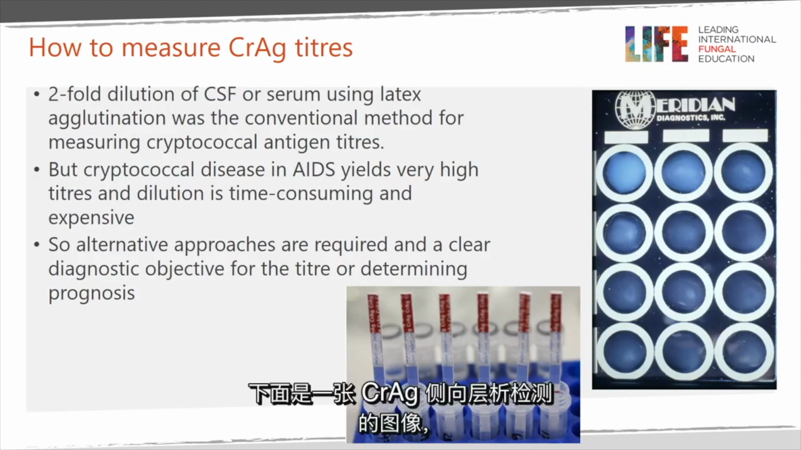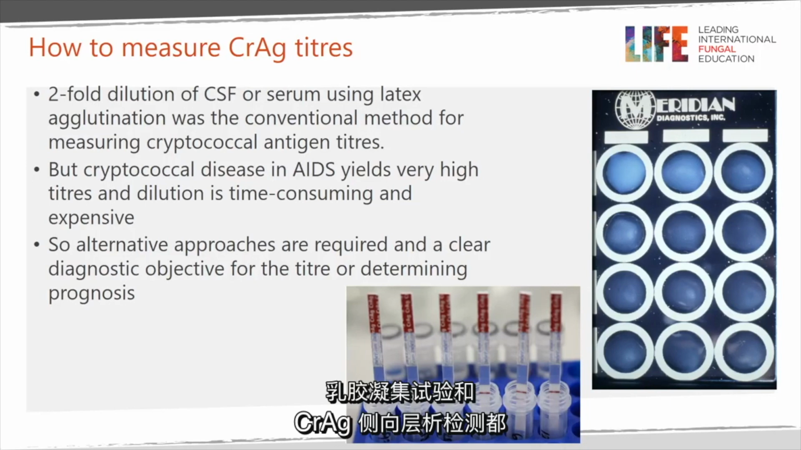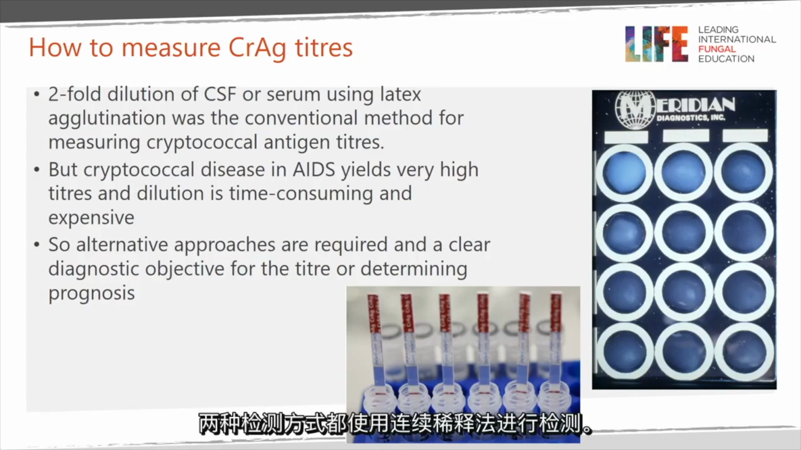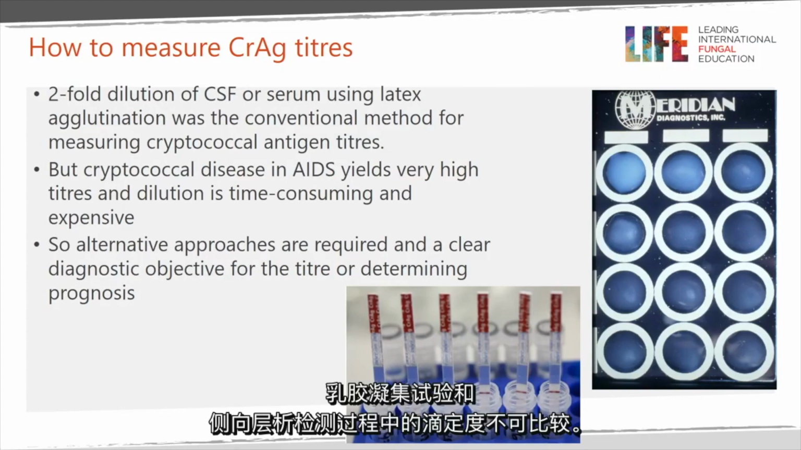Below is an image of the CrAg lateral flow assay, which is a more simple point-of-care test to detect cryptococcal antigen. Both the latex agglutination and the CrAg lateral flow assay can be quantified using titers. Both are performed using serial dilution. The titer is the last positive test before the dilution turns negative. Titers across the latex agglutination and lateral flow tests are not comparable.